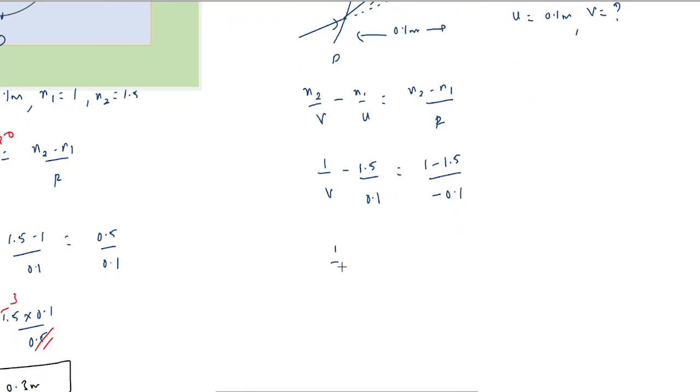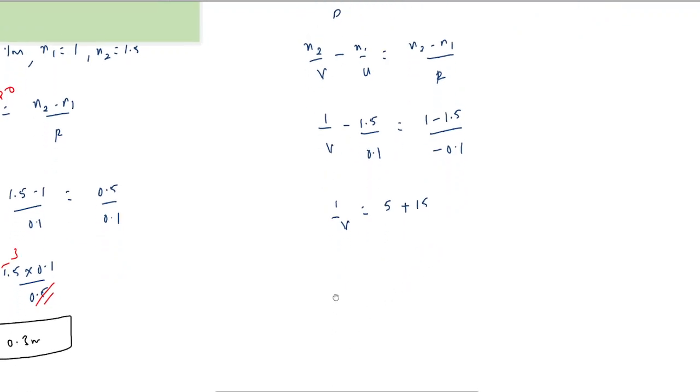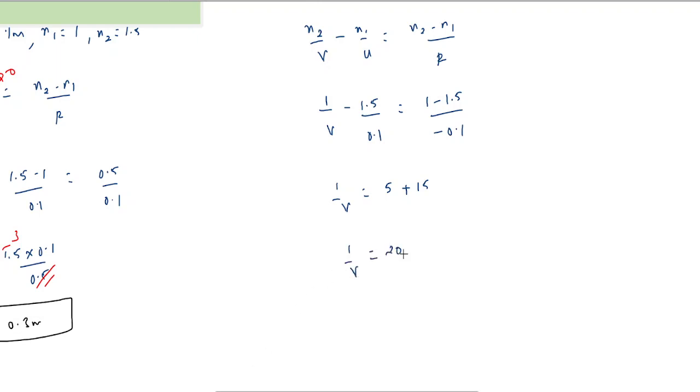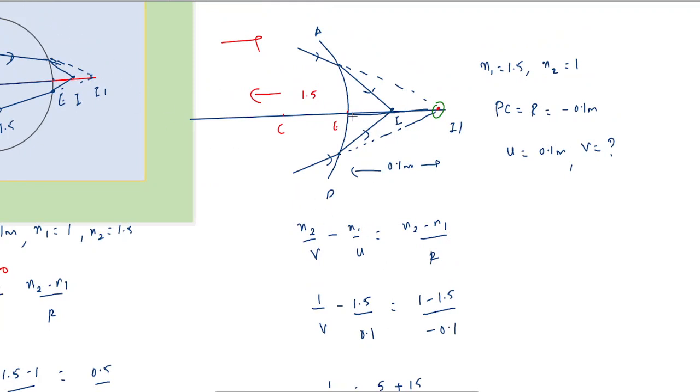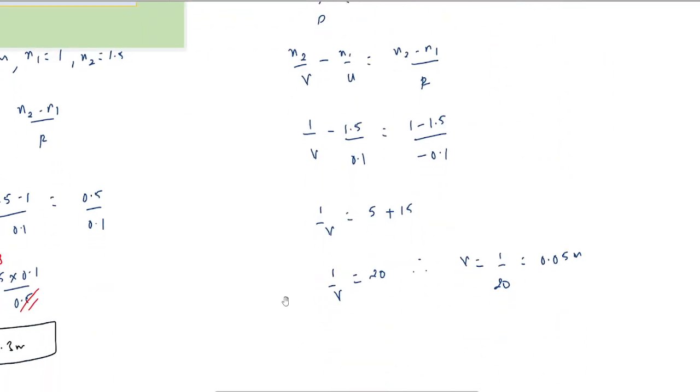So this would give us 1 by V is equal to 1 minus 1.5 is minus 0.5. So minus 0.5 by minus 0.1 would be 5, and this becomes plus 1.5 by 0.1, which would be 15. So from here 1 by V is equal to 20. Therefore V is equal to 1 by 20, which is 0.05, and the units of U, V and R were in meter. This also becomes in meter. It becomes 0.05 meter, which is expected because the light rays are converging to a distance of 0.1 meter. So the light rays, because of refraction, will further bend. So the image is formed at a distance which is less than 0.1, which in this case is 0.05 meter.